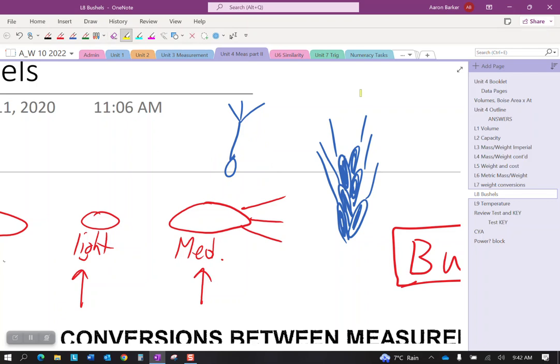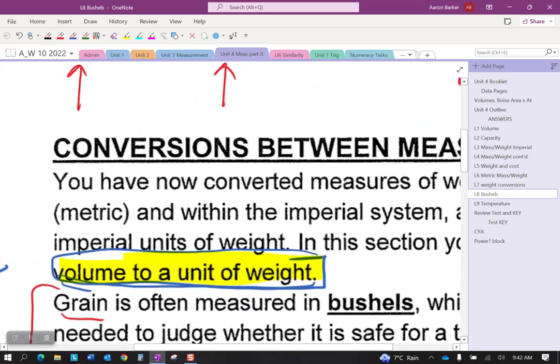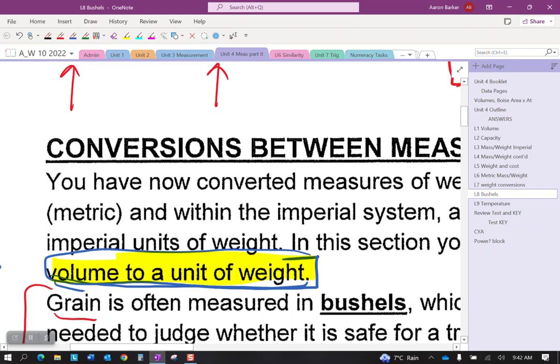Okay, just like here, barley. So barley growing has all these seeds on it, right? Here's the barley seeds, and on them then have the fawns growing out of them, or hairs often. Okay, so highlight this, volume to a unit of weight. That's what a bushel is, volume to a unit of weight. Highlight that, underline it, put a box around it.